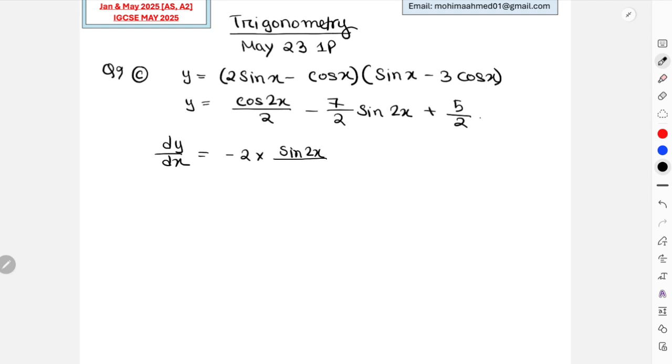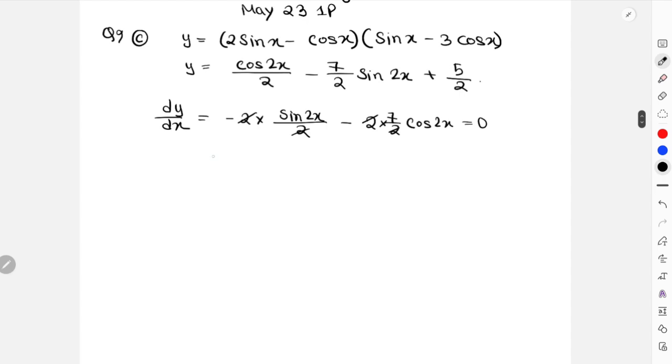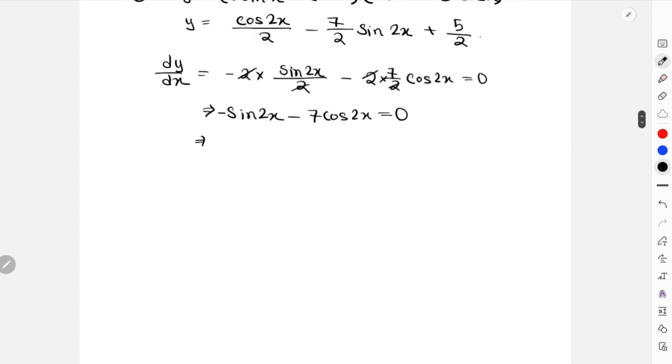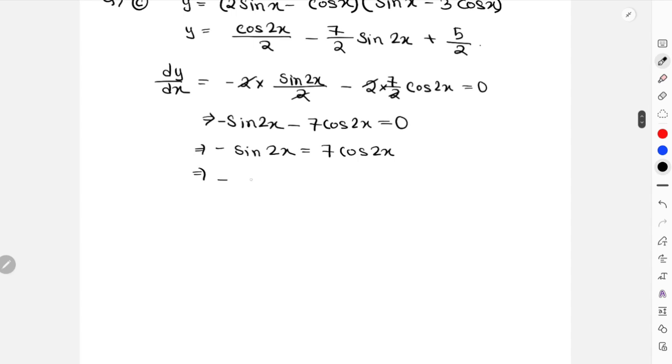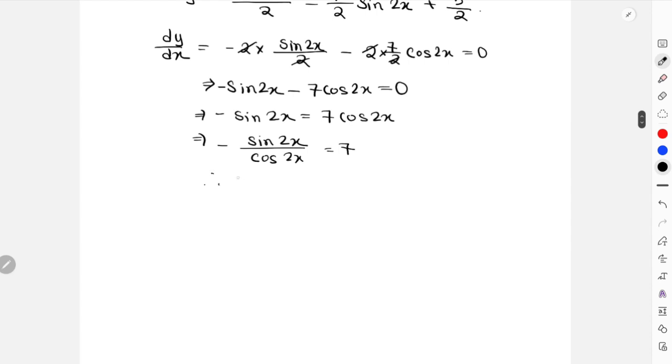sine 2x divided by 2, and then again over here we're going to get 7 over 2 cos 2x. This will be entirely 0. Obviously this 2 gets cancelled out and it was equals to 0, right? So you are going to get negative sine 2x minus 7 cos 2x equals to 0. At the end, take that cos 2x to the right hand side. Sine 2x over cos 2x, this is going to be minus 7. So basically you are going to get tan 2x equals to minus 7.